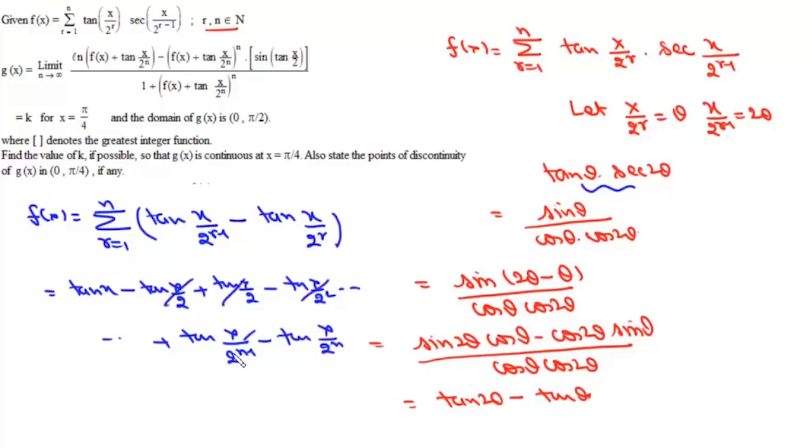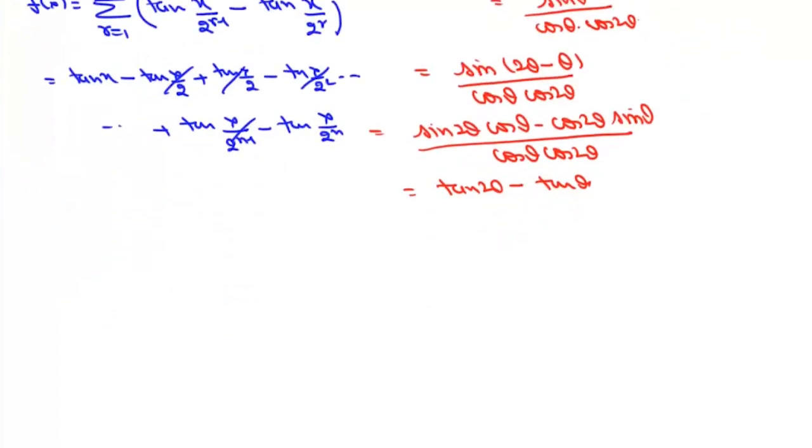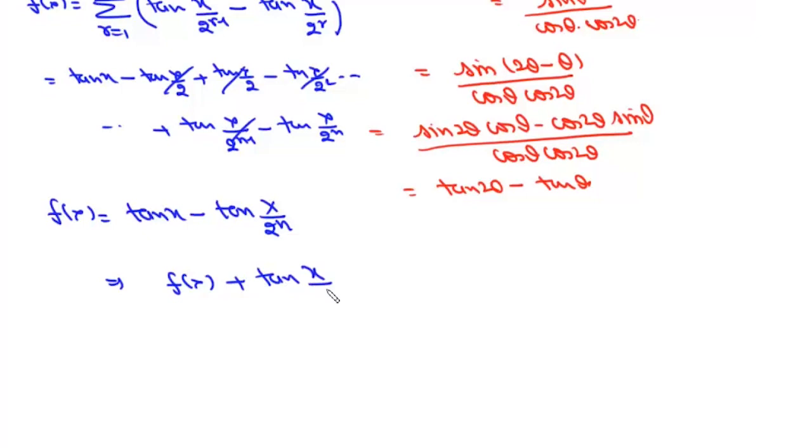Now all these terms will cancel. So in the end, we'll have f(x) as (tan x minus tan x upon 2 to the power n). Now we can also write f(x) plus tan x upon 2 to the power n as tan x. So this is our first result.